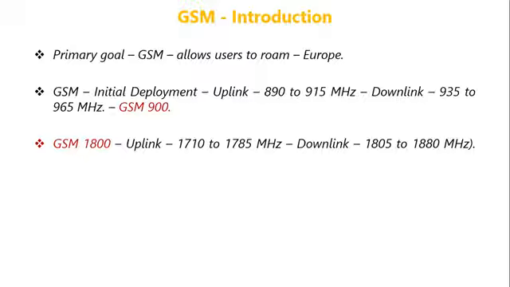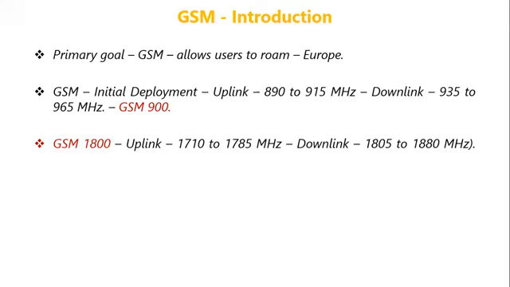GSM 1800 is also called DCS, which is Digital Cellular System. This GSM 1800 operates at a frequency of 710 to 785 megahertz for uplink, and 1805 to 1880 megahertz for downlink.